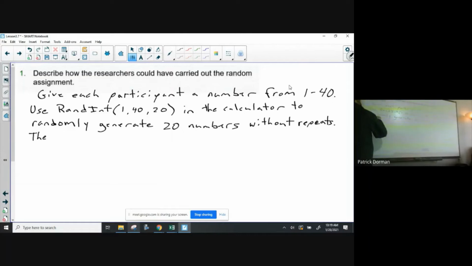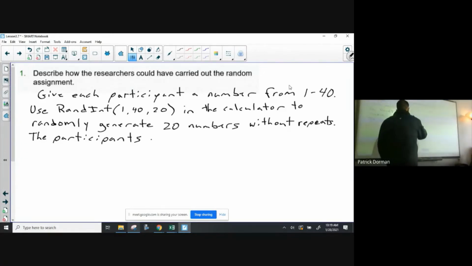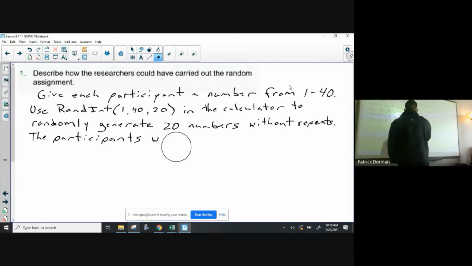The participants whose, I don't know how to say that. I think that's how you. I don't know how to spell whose. That's intense. Okay.